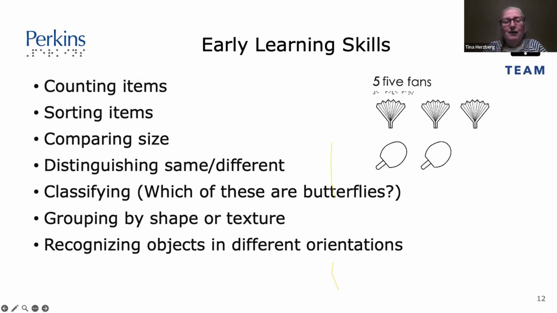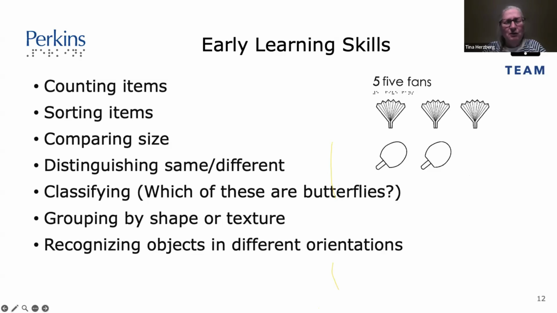same and different, because we want to start with things that are really, really different, and then move to more refined differences. And so this is a great example of something that's quite different. So it might be classification. Which of these are butterflies, and how will we know that they're butterflies? Maybe we're going to group by shape or texture because there would be different textures.